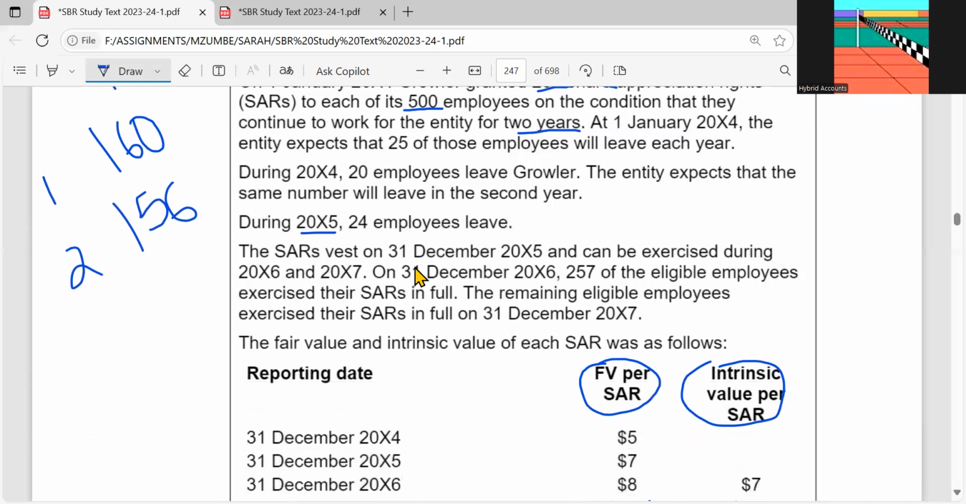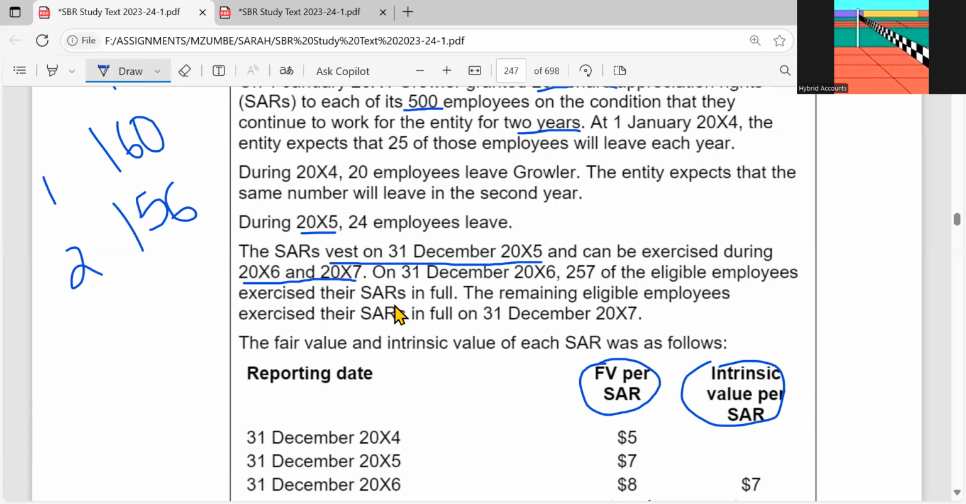The share appreciation rights vest on 31st December 2025. I told you that they could be exercisable over a period of time. So they vest. It means that from 31st December you can exercise them, but not necessarily right away. By vesting, it means they are ripe at this stage, so you can exercise them at any point from here. And they can be exercised during 20x6 and 20x7. On 31st December 20x6, 257 of the eligible employees exercise their SARs, right?